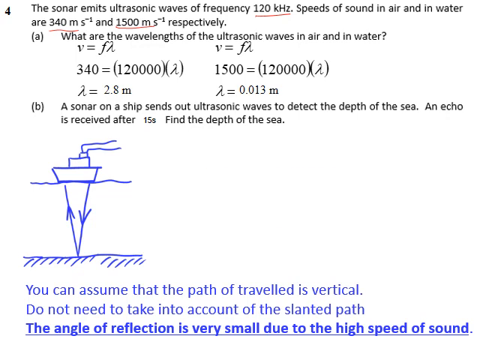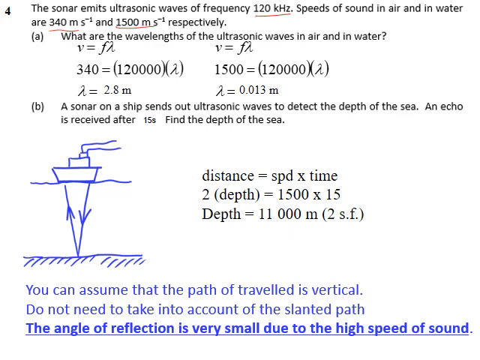Let's take a quick look at the working. The distance is equal to speed times time. This sound wave travels to and fro, hence you need 2 times the depth of the sea, which therefore equals the speed of 1500 multiplied by the time taken, 15 seconds. So you should get a depth of approximately 11,000 meters. We take it to the least significant figures, which is 2 s.f. in this case.